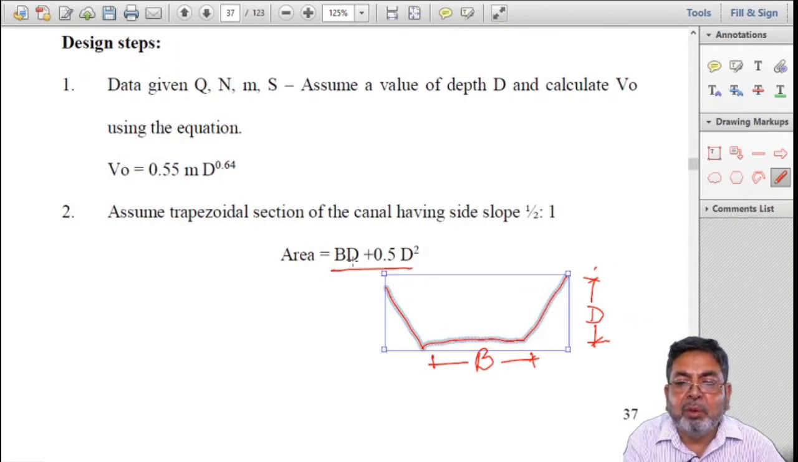Okay, so D you have to assume, here it is written assume a value of depth. So with the same value of depth D that you have assumed, you will find out the value of B.